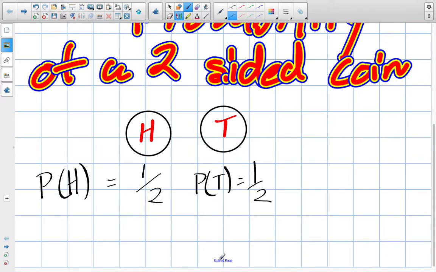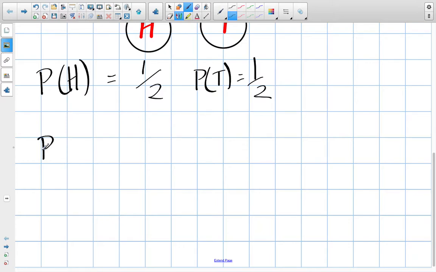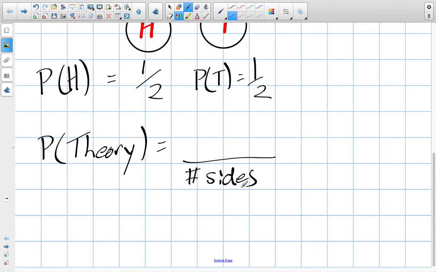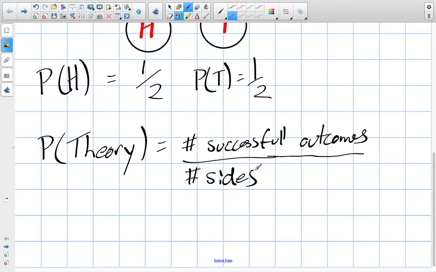Okay, how do we find probability? Probability in theory is the number of successful outcomes on top, and the number of sides of something, or possible outcomes, on the bottom.